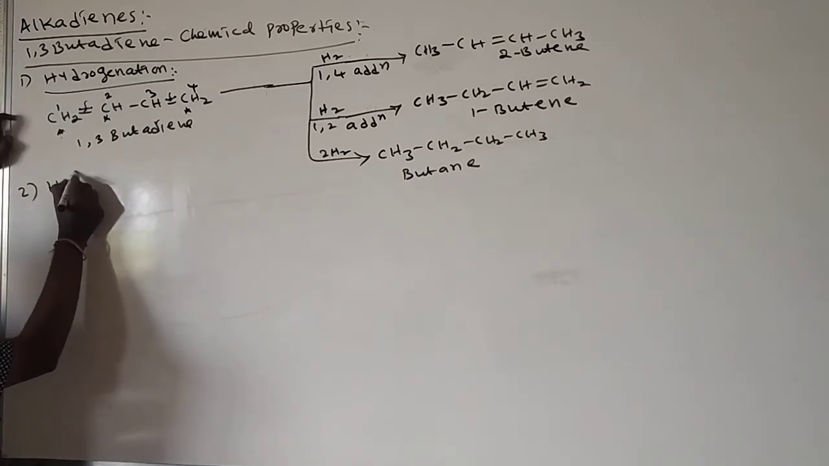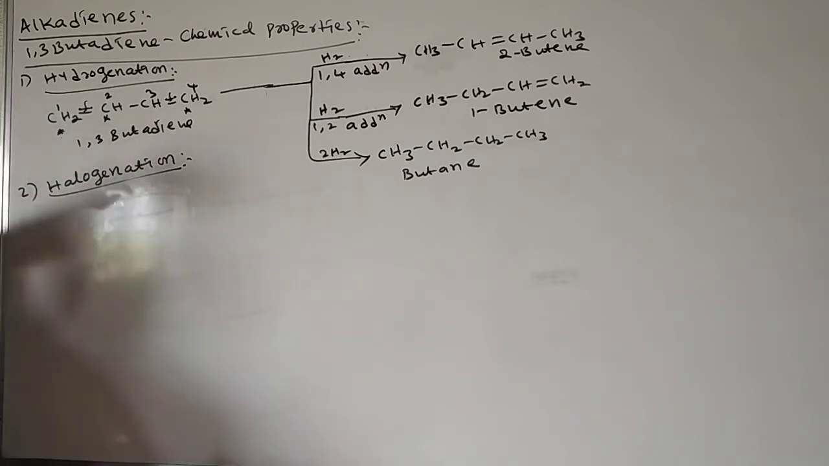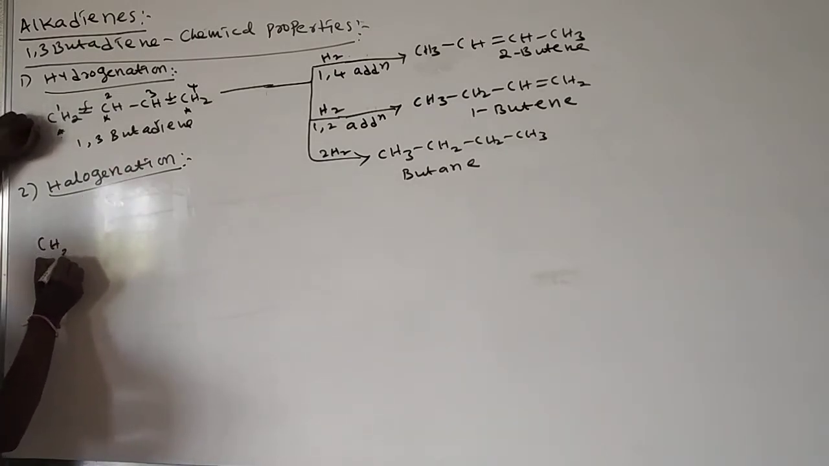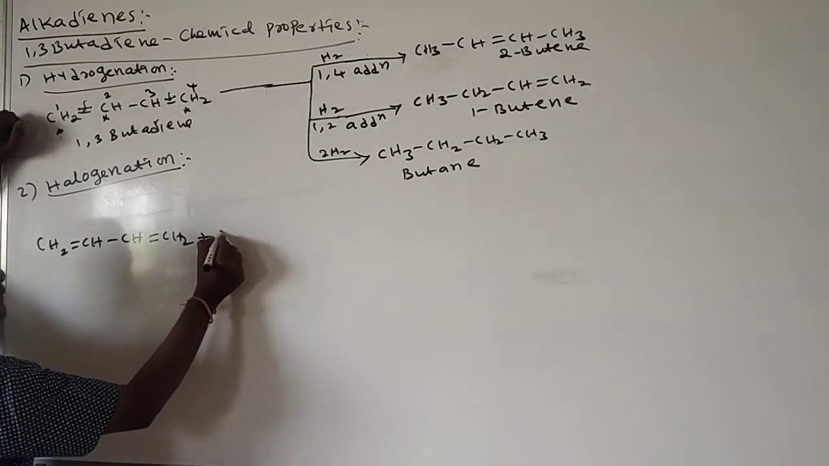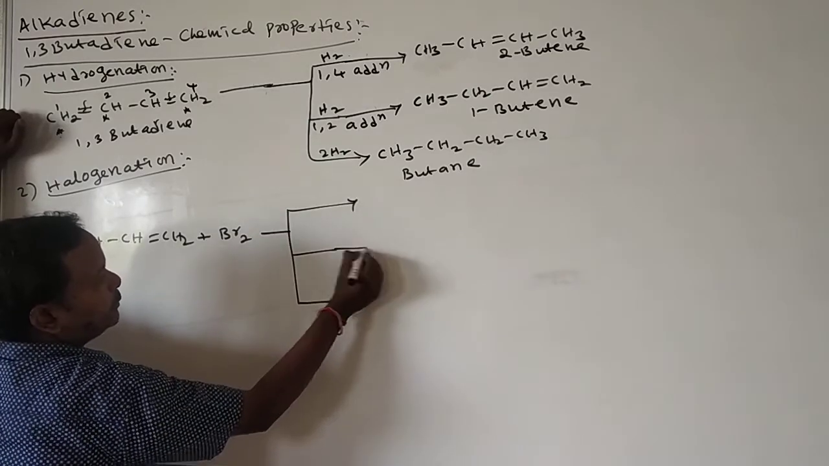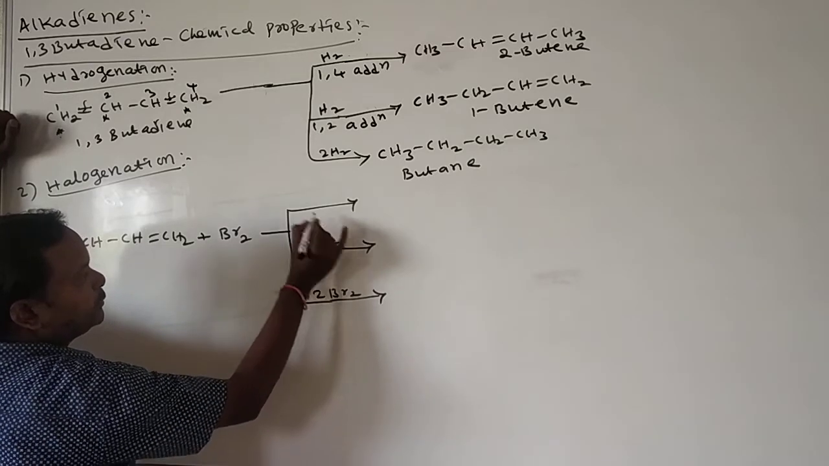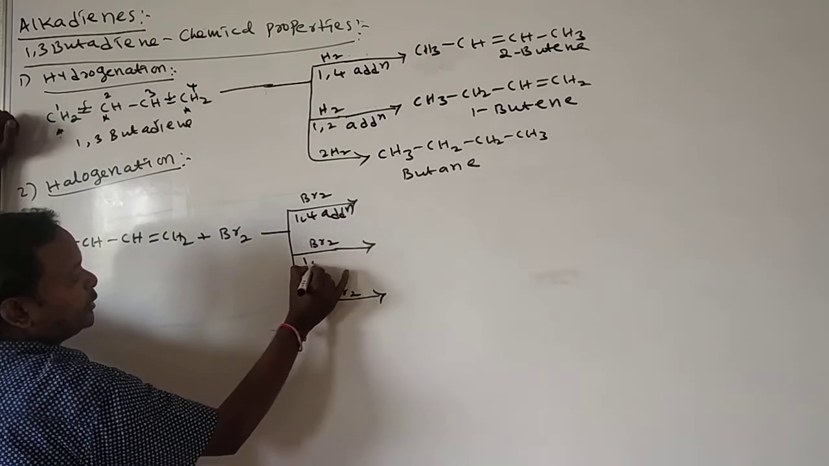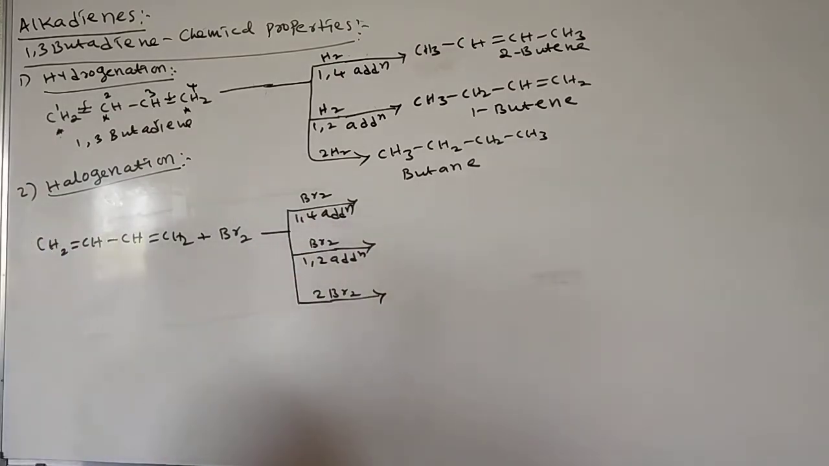Then we will see halogenation. Addition of halogen we call halogenation. The same type of reactions are observed here. CH2 double bond CH, CH double bond CH2, add Br2. If I add 2 moles of Br2, here 1 mole Br, here also 1 mole Br, 1,4 addition, 1,2 addition. What do we get here?